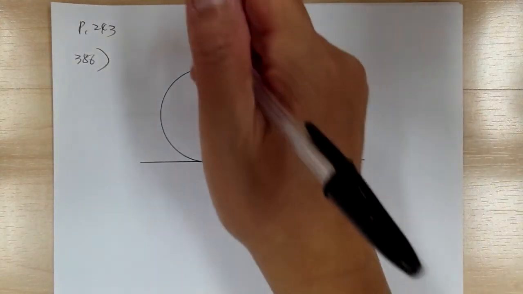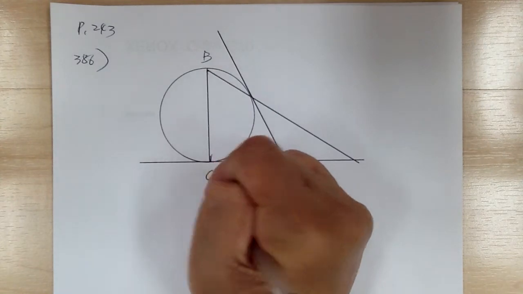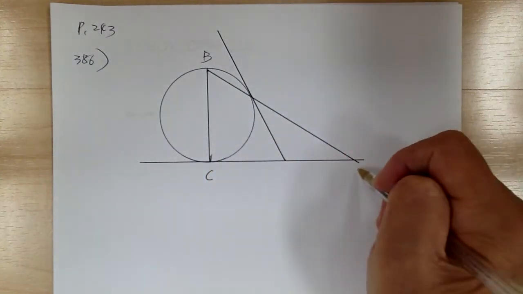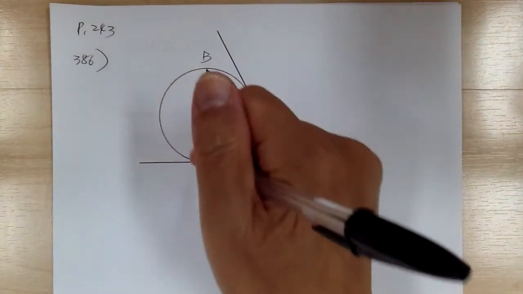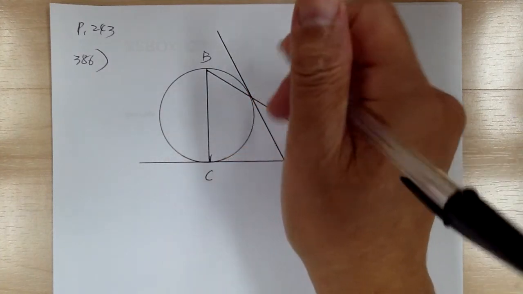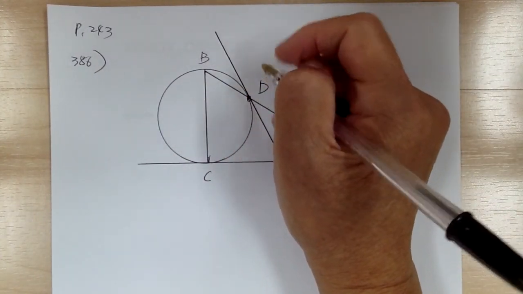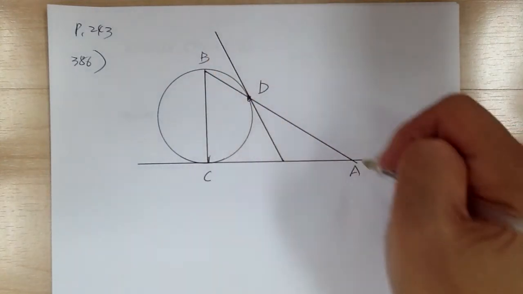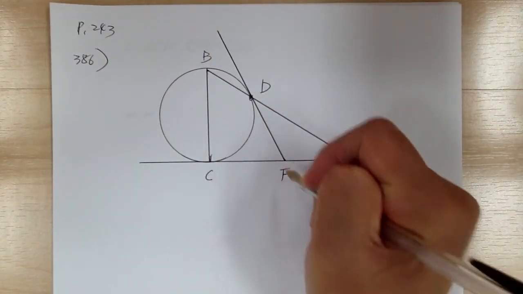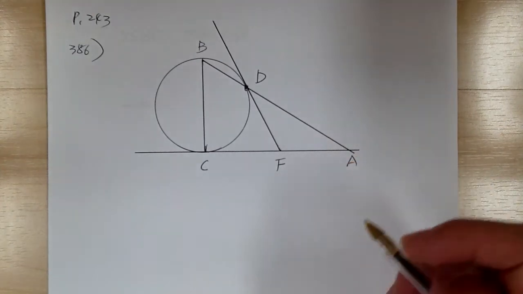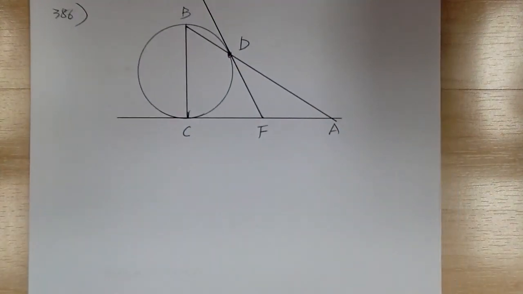Okay, so let BC of the right triangle ABC be the diameter of the circle intersecting the hypotenuse AB at D, and the tangent is drawn cutting the CA at F. Prove each of the following. Okay, so we have all those things.